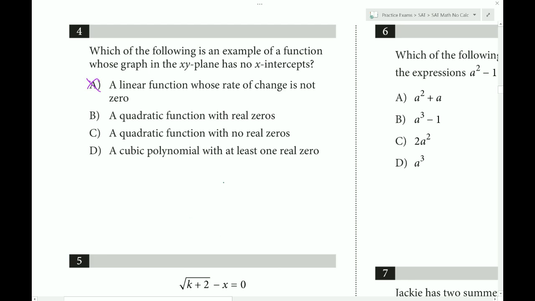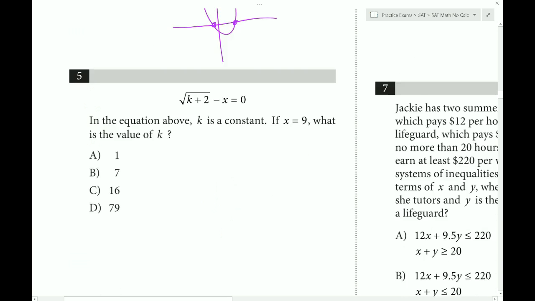A quadratic function with real zeros. Well, if it has zeros, obviously that's not a good candidate. One with no real zeros, that's going to be the winner, right? And with at least one real zero. If you know what that x-intercept means, 0, then you know those two choices are just ridiculous.